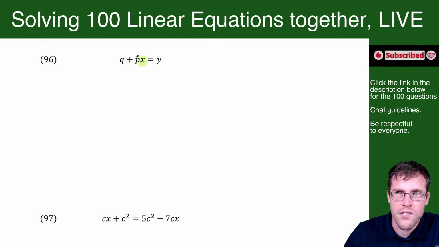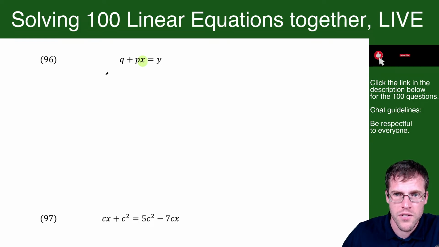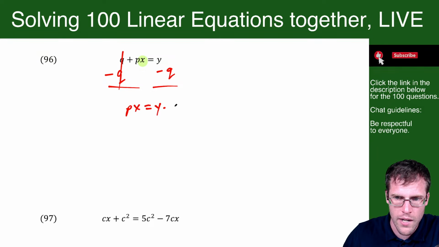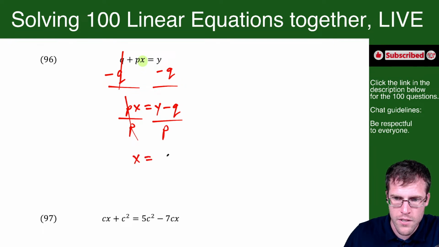So let's see here. We're solving for x. And we're going to get the q to the other side first. So minus q. All right, so now q minus q cancels. We have px equals y minus q. Divide both sides by p. And now we're going to have x equals y minus p over q.